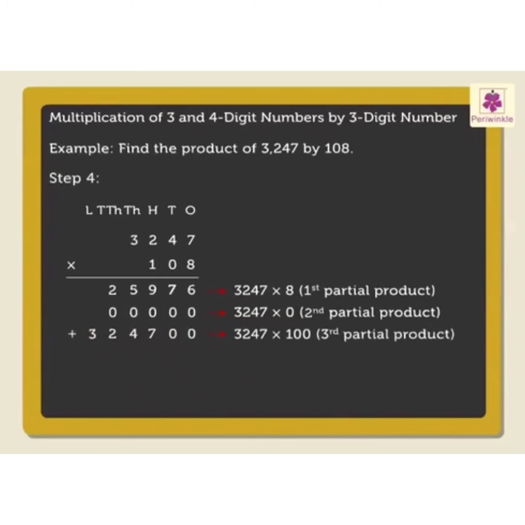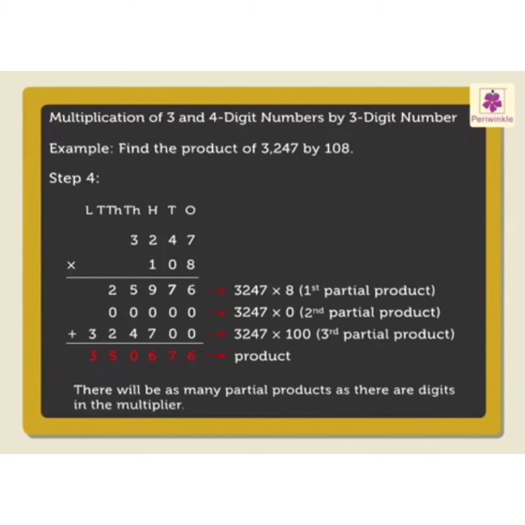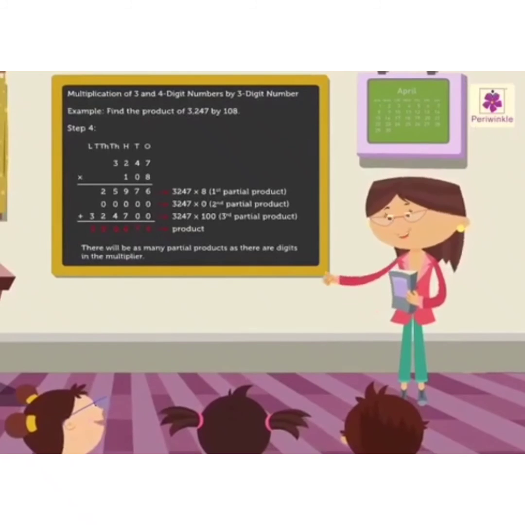Now, add the three partial products obtained. That is 25,976 plus 0 plus 3,24,700 to get the answer, which is equals to 3,50,676. Remember students, there will be as many partial products as there are digits in the multiplier. Wasn't it easy?